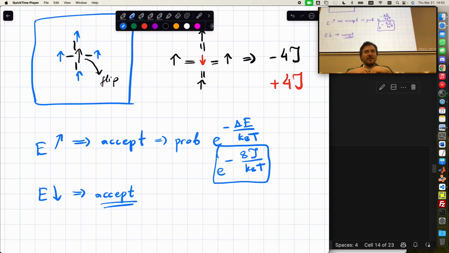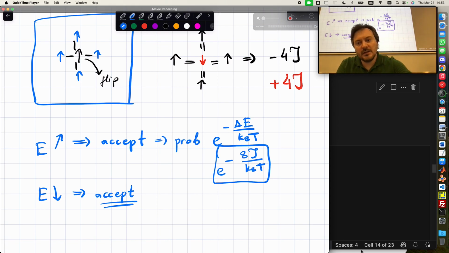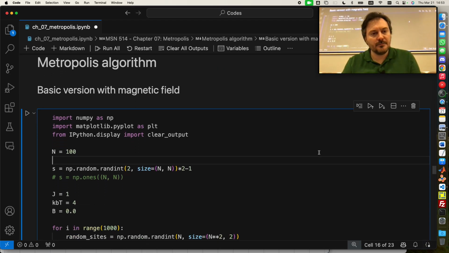Now let's increase the temperature. You start from an ordered state. You want to flip one of the spins. It actually increases the energy, but kBT is very high, so there is a nice probability of going up. So that way, since also the disordered states are huge, there are a lot of them, you start going towards disorder. That's what our code is doing.